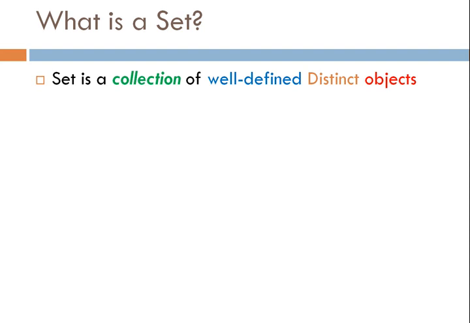And what was the meaning of distinct? Distinct means different. Every element, object means element, every element of the set will be different.